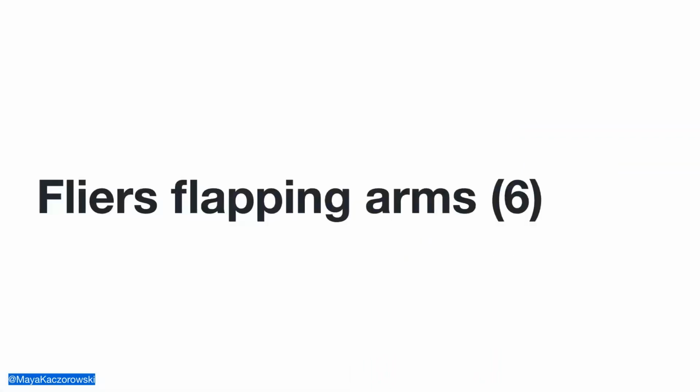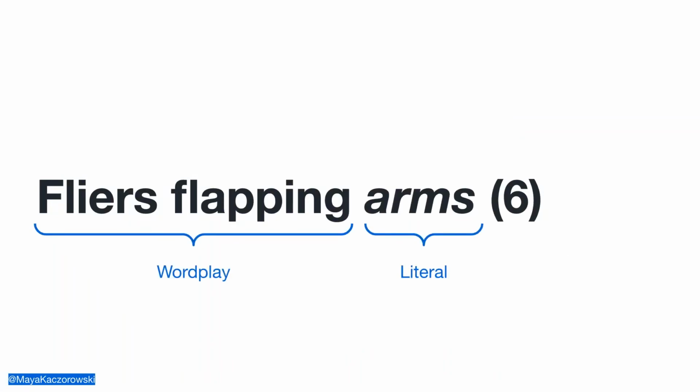So let's start with a simple example, so you'll see what I mean. Here's a clue: flyers, flapping arms, and we know that it's 6 letters long. Okay, I split it out for you into the wordplay section and the literal section. Let's assume these are correct. So we're looking for a 6-letter word meaning arms that I can somehow get to by using flyers flapping.